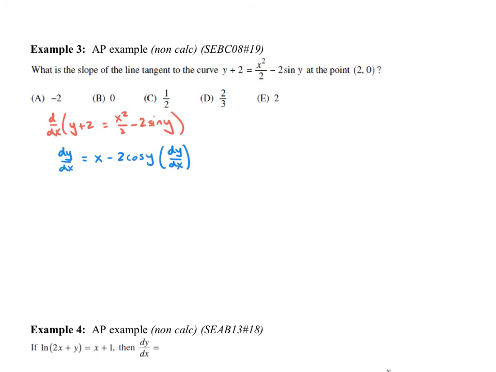And then similar to the last problem, we're going to try to group these dy dx's together. So we have dy dx on the left, plus 2 cosine y dy dx. And we'll go ahead and leave our x over on the right side. Then what we'll do is factor out the dy dx so we can solve for it. And then finish the problem by dividing.